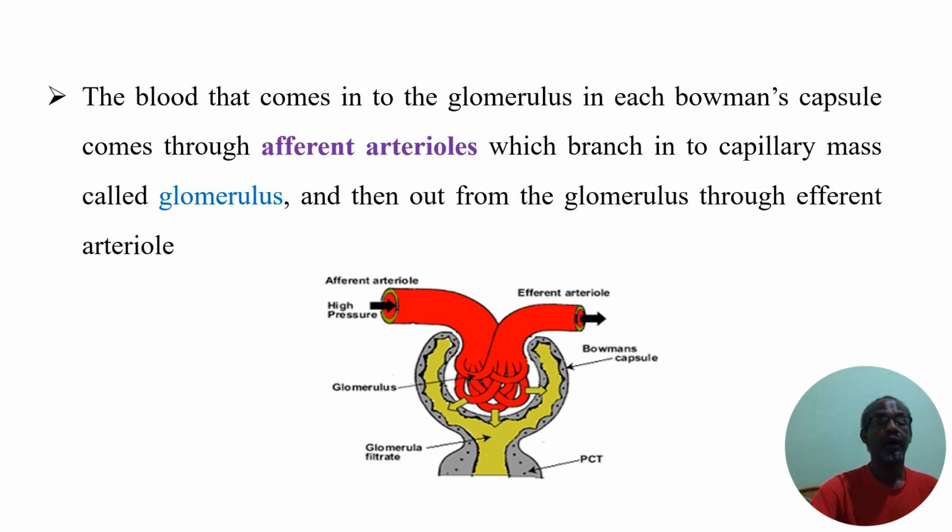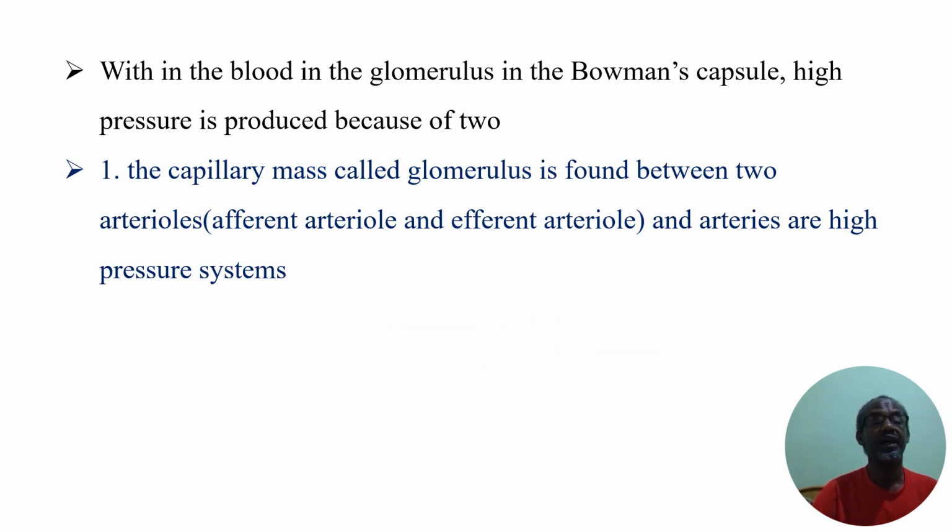Therefore, within the blood in the glomerulus in the Bowman's capsule, high pressure is produced because of two reasons. One, as I've told you already, the capillary mass called the glomerulus is formed between two arterioles, the afferent arteriole and the efferent arteriole. You see, an artery is a high pressure system, so it helps to maintain high pressure within the capillaries if the capillaries are in between arteries.